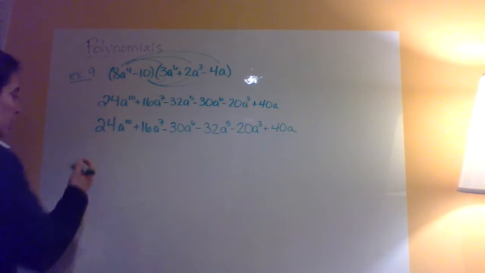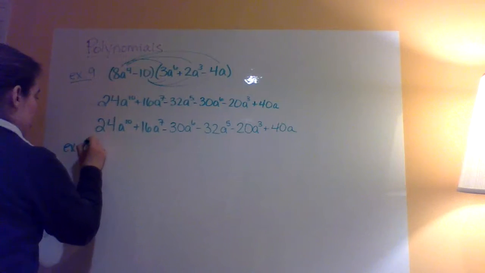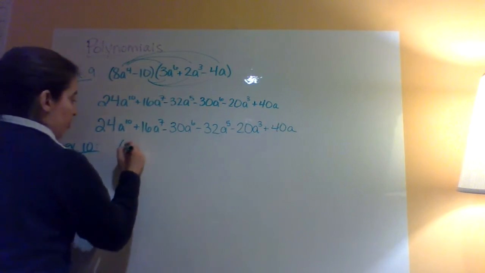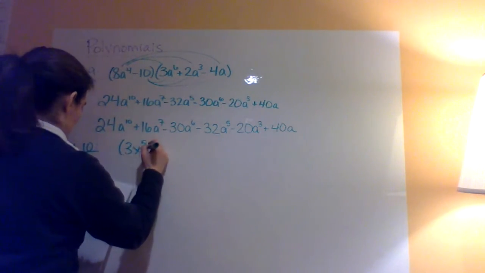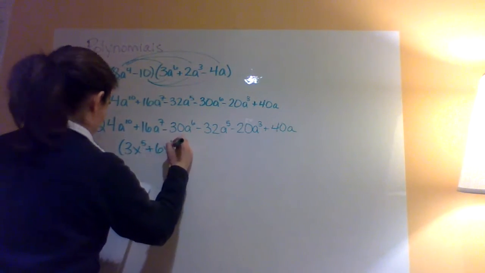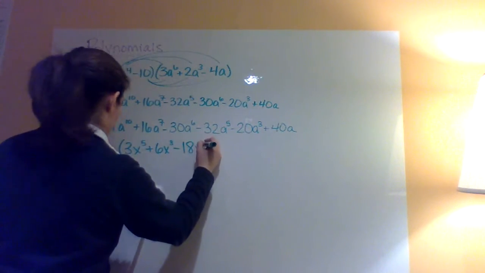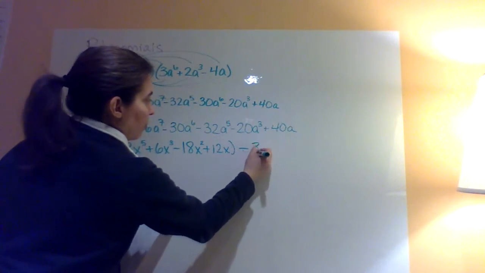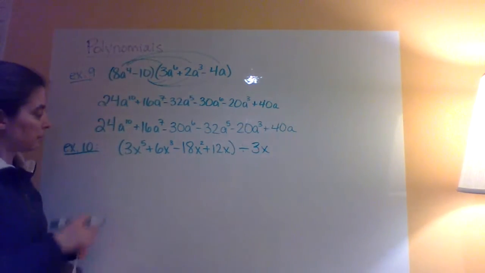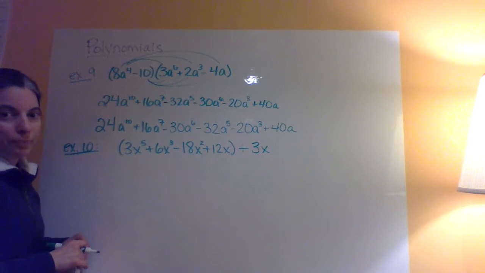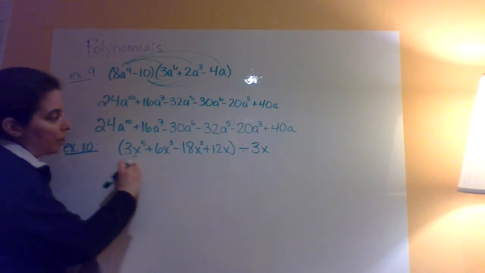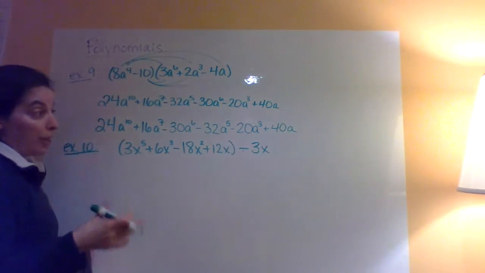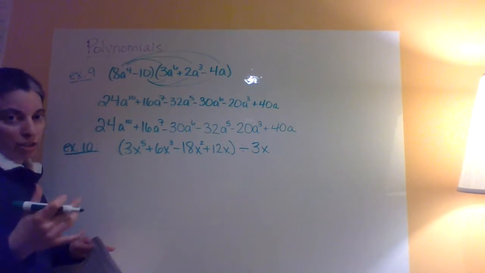So in this example, let's just take a look at why that's what we're calling this. So we're going to have 3x to the 5th plus 6x to the 3rd minus 18x squared plus 12x. And I'm dividing by 3x. Okay, so I'm taking this polynomial with 4 terms and I'm dividing it by just one term, by a monomial. So this is one of our situations, okay?